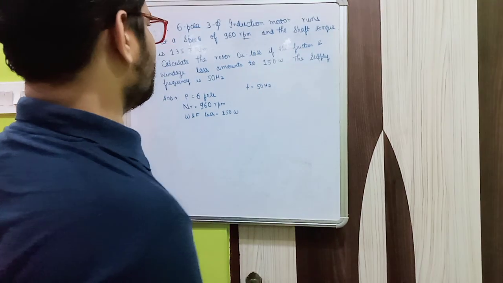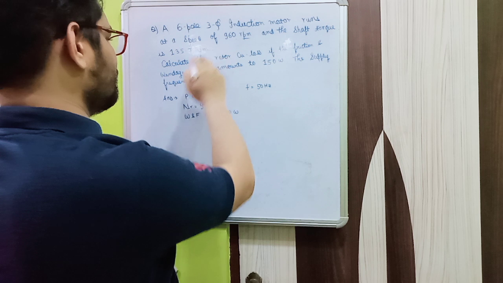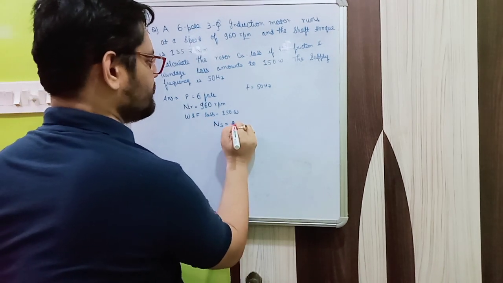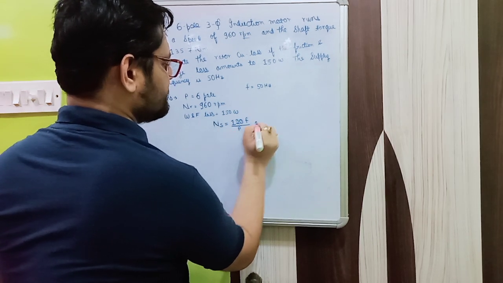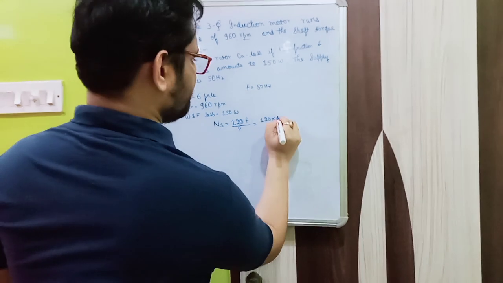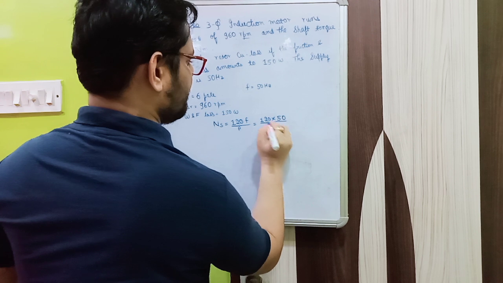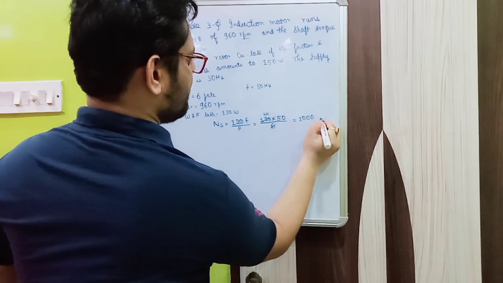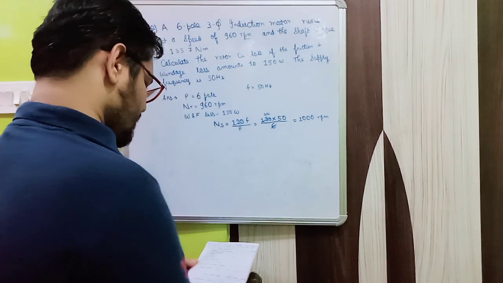So here we have to calculate. What are the things we need to calculate here? First of all, we will calculate the synchronous speed Ns. Ns is equal to 120 F by P. So 120, what is the frequency over here? Frequency is 50 hertz, divided by pole. Pole is 6. So we can calculate that as 1000 rpm. So we have found the value of Ns.